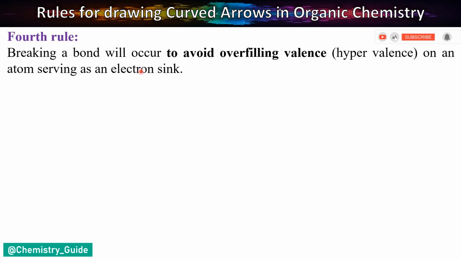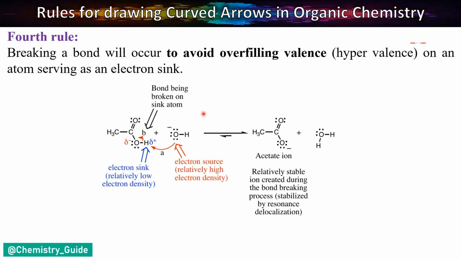Fourth rule is that we have to avoid the overfilling of an atom. So this is the example where the hydroxide anion is attacking the carbon, and it also attacks the proton, generating a bond between hydrogen and the oxygen of this carbon. So this proton now has two bonds to two oxygen atoms. So there is an overfilling of the valency of this proton. So one of the bonds has to be broken.